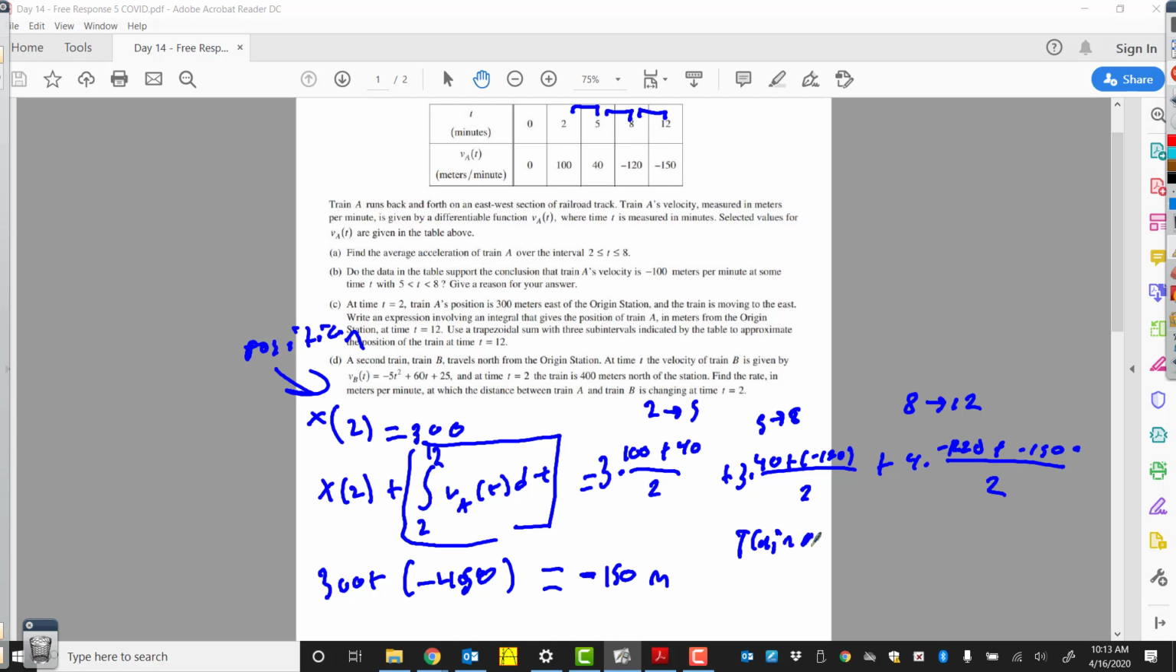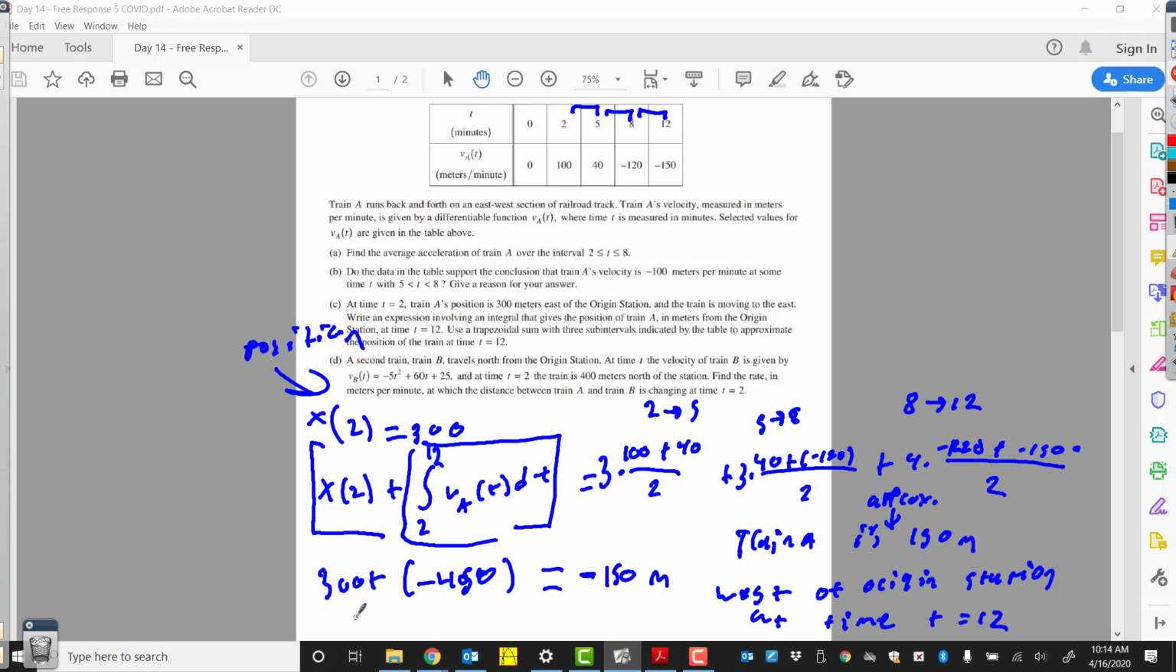So this means train A is, well, we'll say approximately, because we approximated, 150 meters west of origin station at time t equals 12. Okay? A lot of work put into this one, but let's look at what we have. We have 1 for the position expression. So that's this part right here.